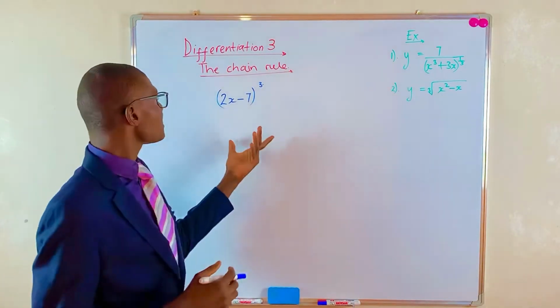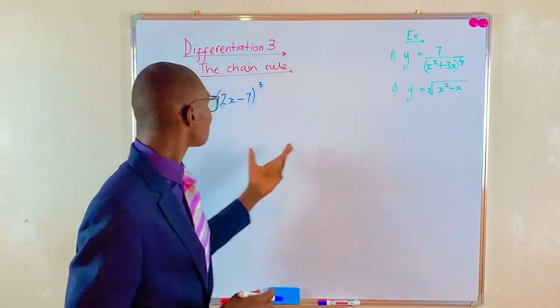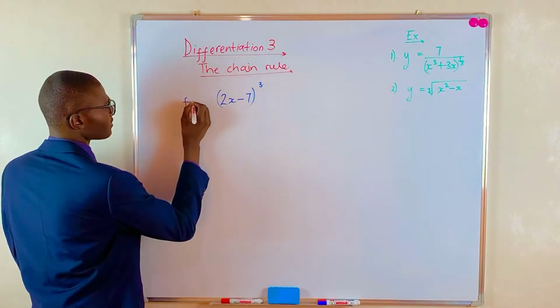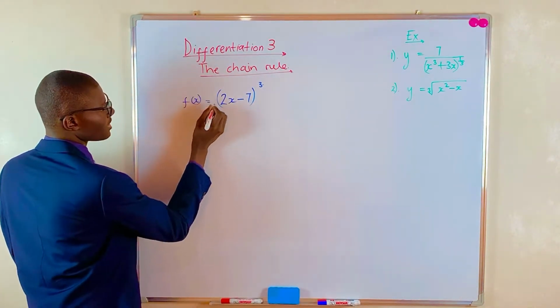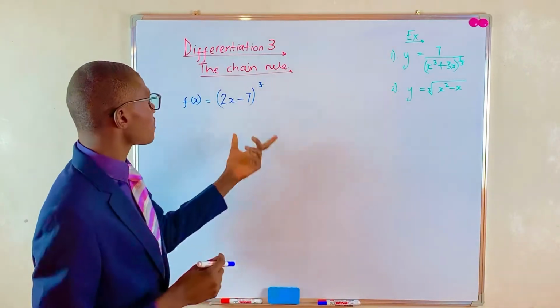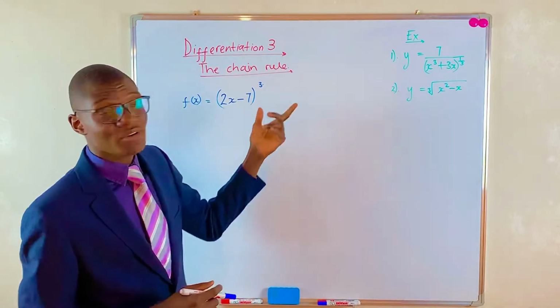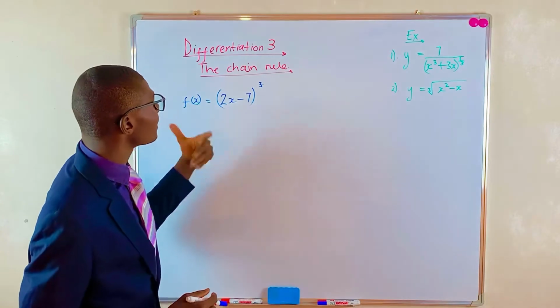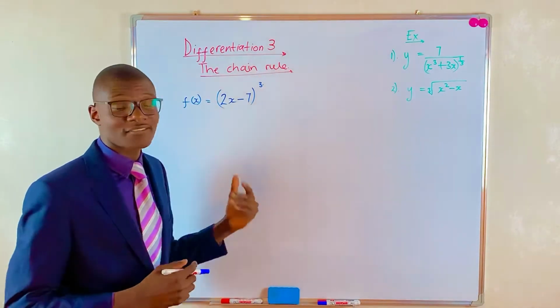Now, what do we see about this function? Let's call it f of x. A function f of x is equal to that. So this function is a cubic function of the linear function 2x minus 7.